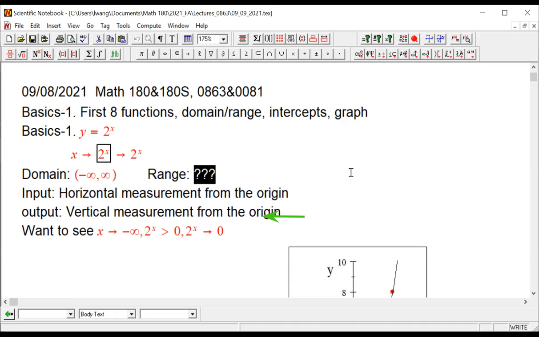I would want to say it would be negative infinity to positive infinity, because it never actually gets to 0, and it can also go as far as it wants to any other side.